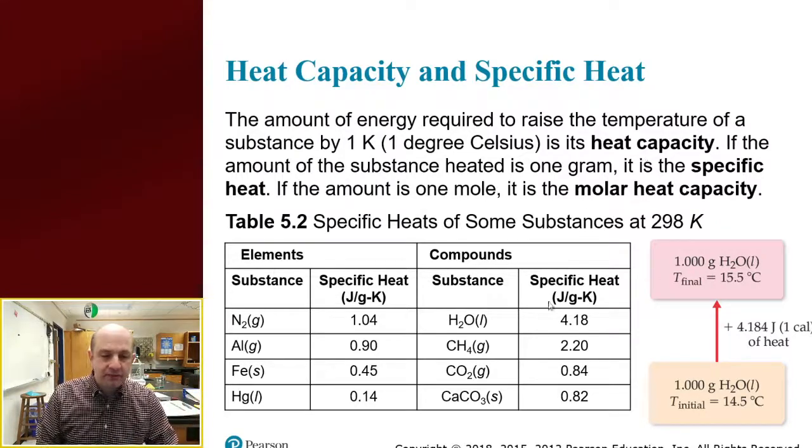Specific heat, though, even though it's per gram, is the more commonly used one because in calorimetry, we're measuring grams, right? We're going to measure how much water we put in, or how much of this other chemical we put in, and we're measuring that in grams. So specific heat tends to work out. This is something that you might remember from biology class. One of the important properties of water is that it has a very large specific heat.